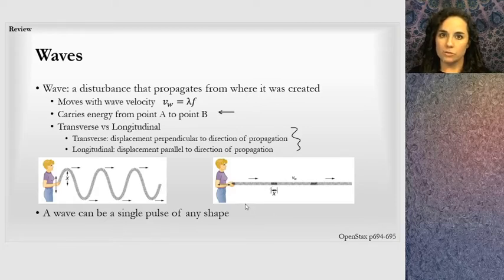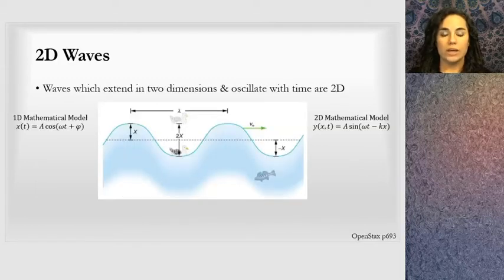whether the material carrying the wave oscillates perpendicularly to the wave velocity or parallel to it. And I'm going to remind you that any pulse can be considered a wave with a wavelength, but a periodic wave is a special case of simple harmonic motion and will follow those properties, including the angular frequency being related to the frequency and the period of the periodic wave. 2D waves are a special case of simple harmonic motion. 2D waves are defined to be waves which extend in 2 dimensions and oscillate with time.